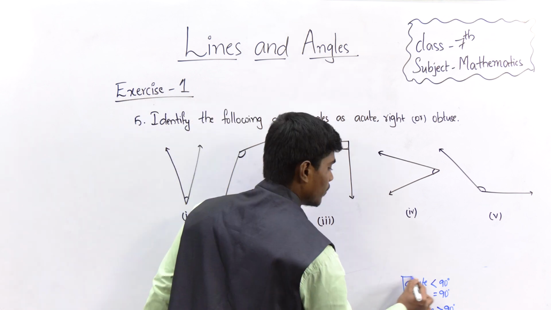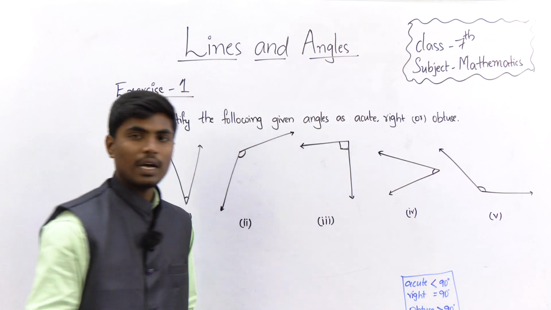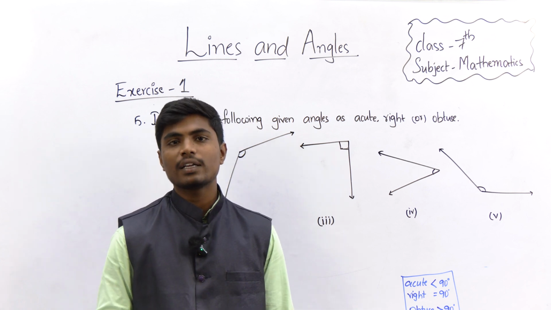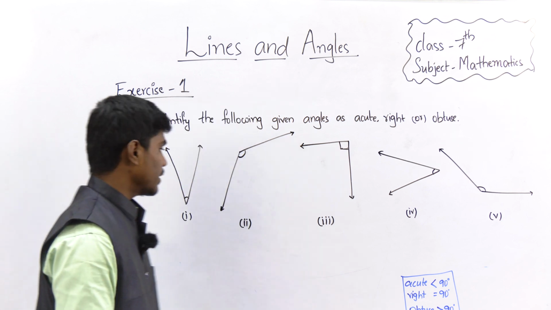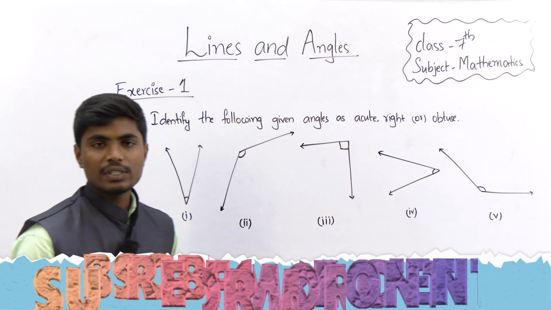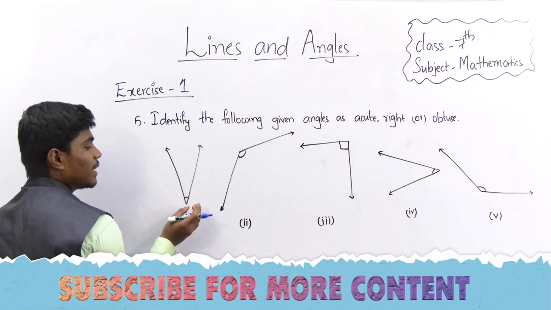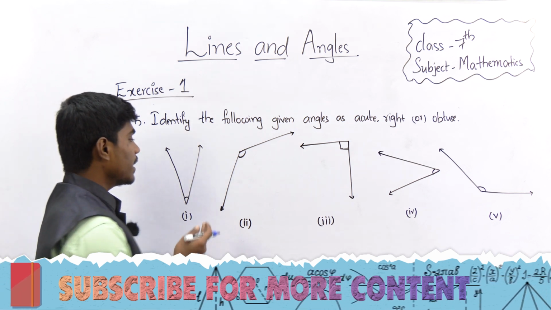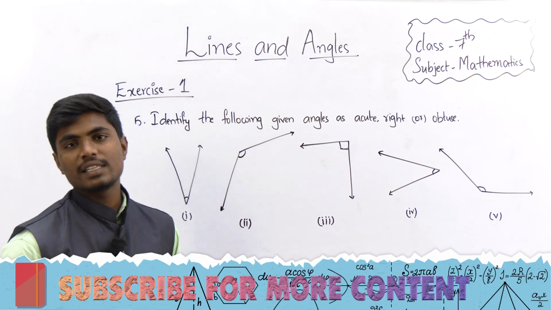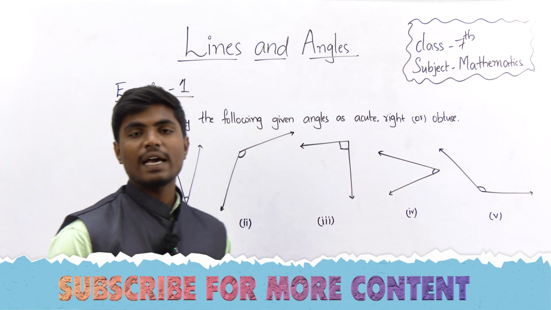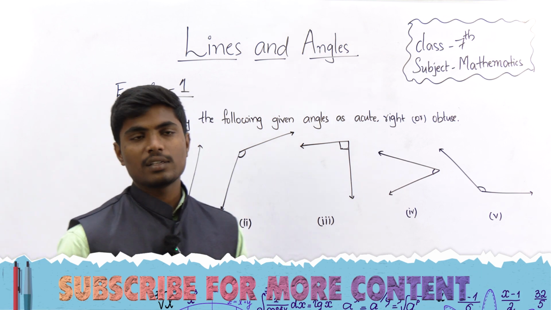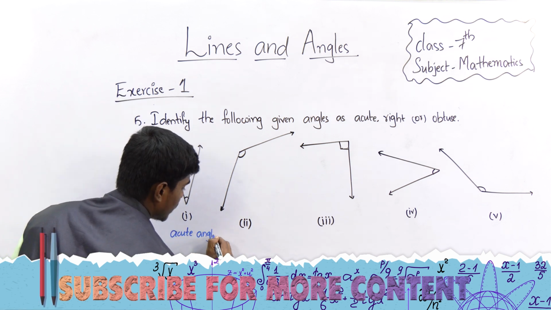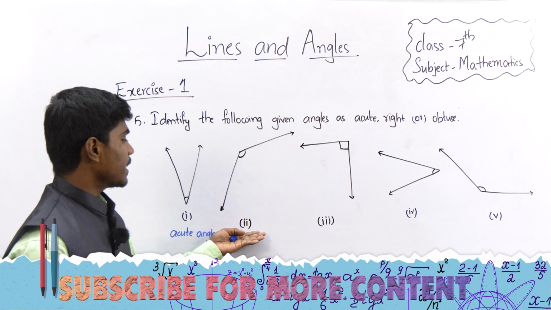Now we have known about acute, right, obtuse. This thing you have already learned in your previous class. Here, let's go for the first figure. Here, if you observe, this angle is less than 90 degrees. If the angle is less than 90 degrees, then the angle is called an acute angle. So this is an acute angle.